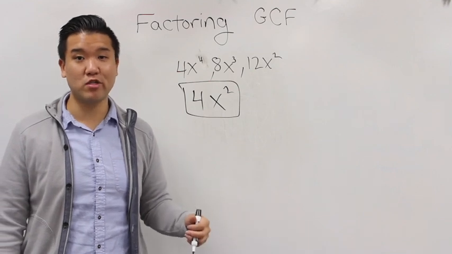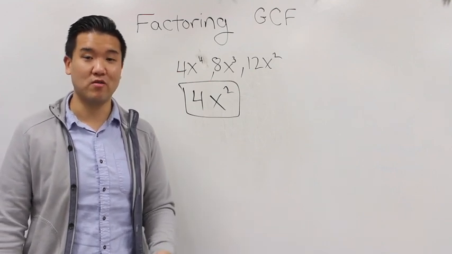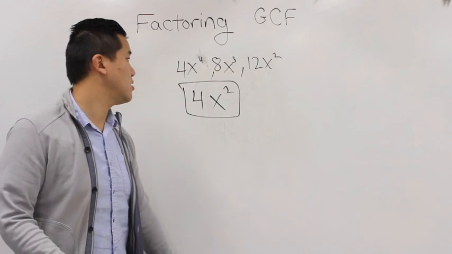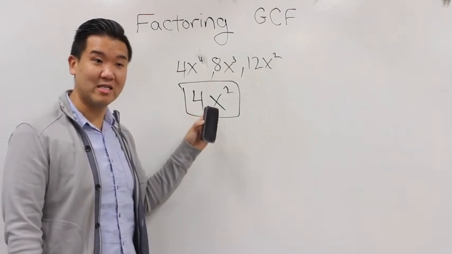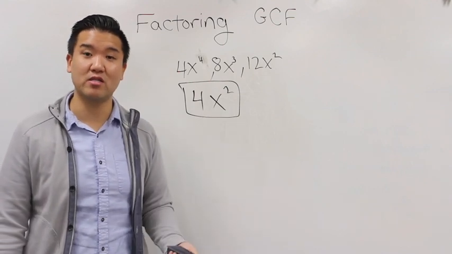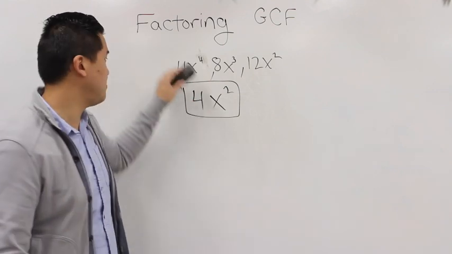GCF is important because that's always your first step when we factor. So the first step is always important. All right, check your answers. Some of you guys might have put 2 here. That is a common factor, but it's not the greatest. So just double check all that, okay?